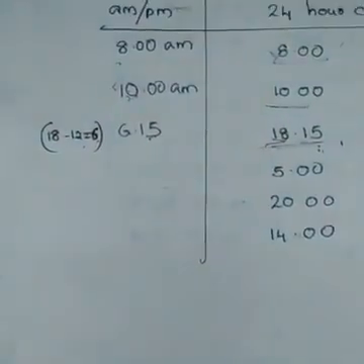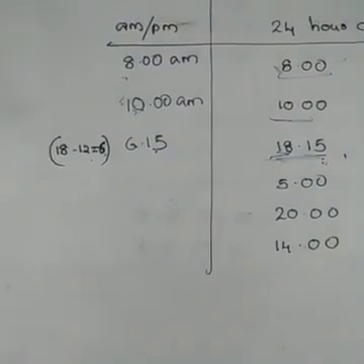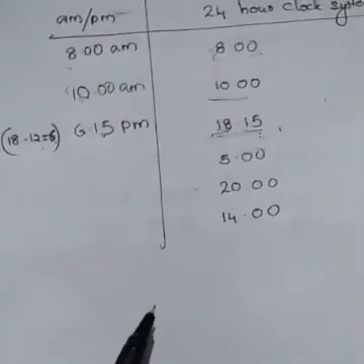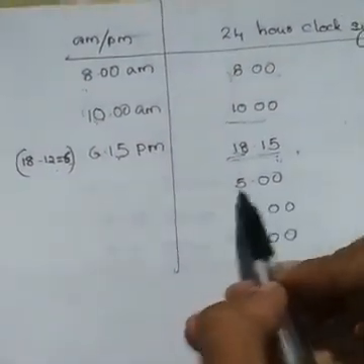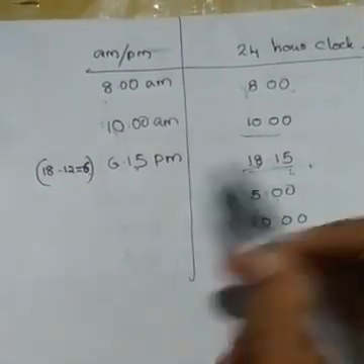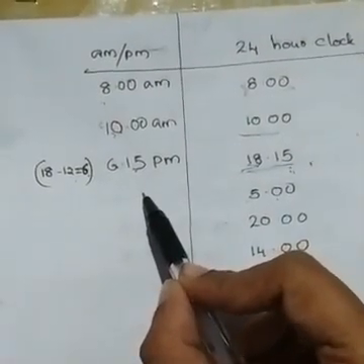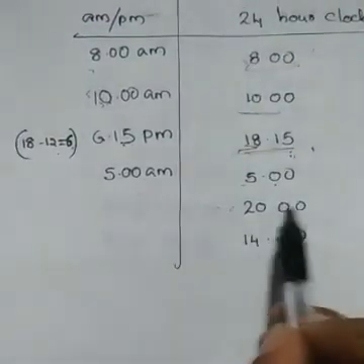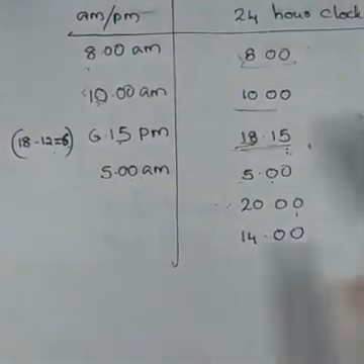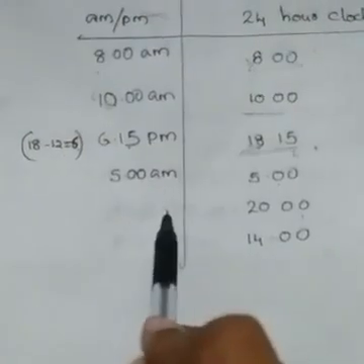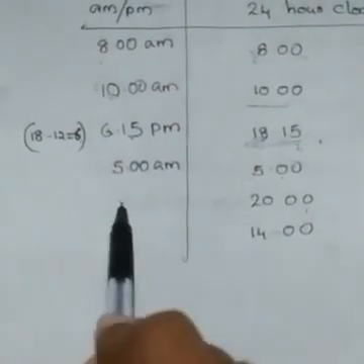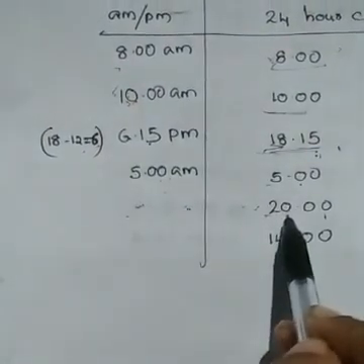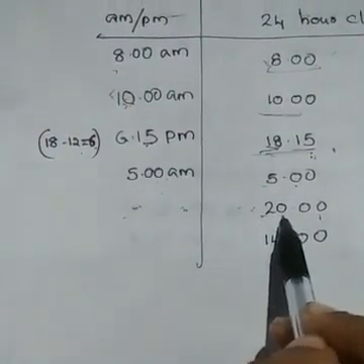What about AM or PM? Yes, this is PM. Here 5 is less than 12, so here also 5. AM or PM? AM. Here 20 is more than 12. So what is the answer here? How can we find? Yes, subtract 12 from 20. What is the answer? 8.